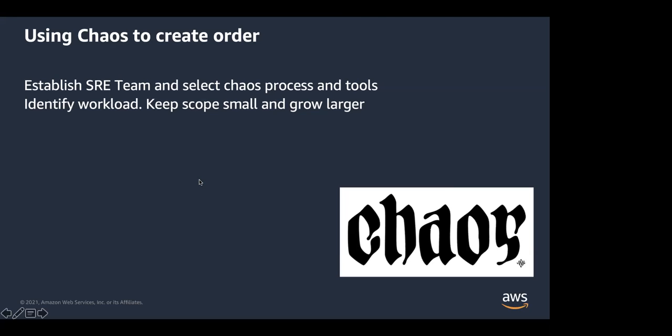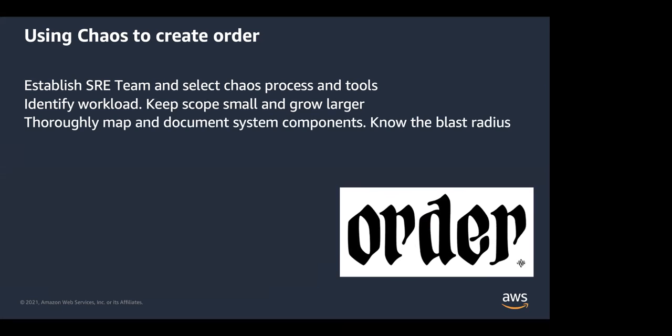You want to identify your workload. Initially, start small. Pick a small workload that isn't necessarily mission critical, maybe not so visible to everybody, but at least get the buy-in from your leadership and have the SRE team try the processes out. Test how they want to do this, how they want to automate the process, what tools they're going to use, and try it on a small workload. Then over time, as you get experience and get better, you grow and pick larger and larger workloads, okay?